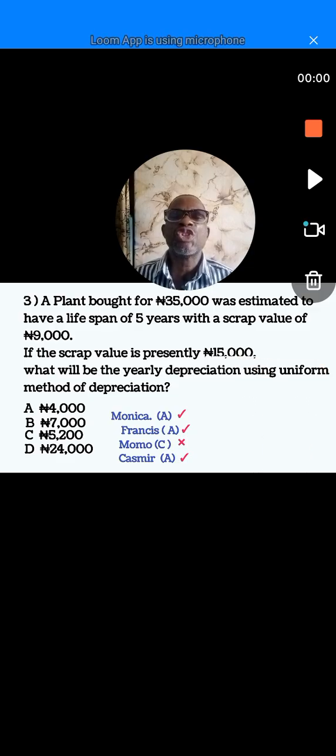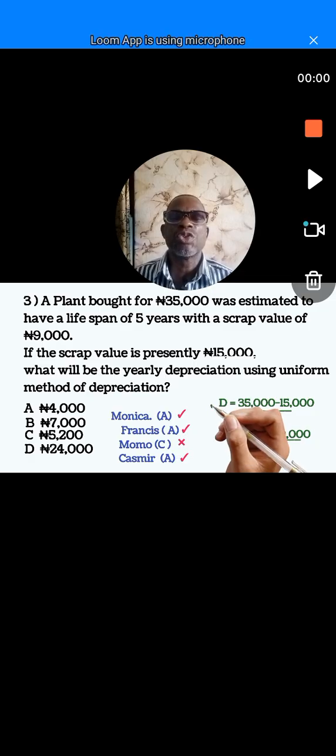So it's supposed to be 35,000 minus 15,000 over 5. When you use this, you will get 4,000. Using 35,000 minus 9,000 gives you C, and that one is wrong. The correct one to use is the current scrap value, which is 15,000. Now, let us proceed to question 5.